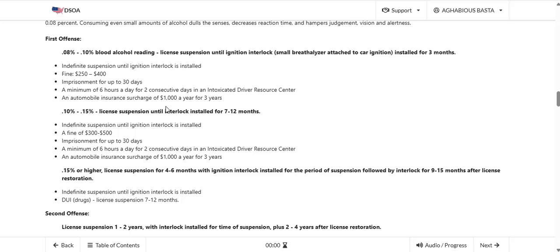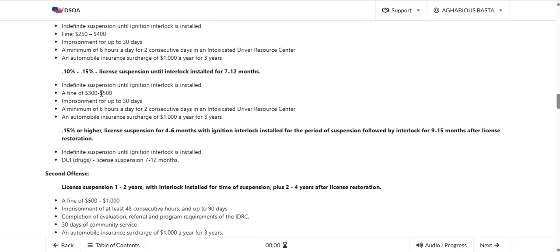0.10% to 0.15%: license suspension until interlock installed for 7 to 12 months. Indefinite suspension until ignition interlock is installed, a fine of $300 to $500, imprisonment for up to 30 days, a minimum of 6 hours a day for 2 consecutive days in an intoxicated driver resource center, and an automobile insurance surcharge of $1,000 a year for 3 years.